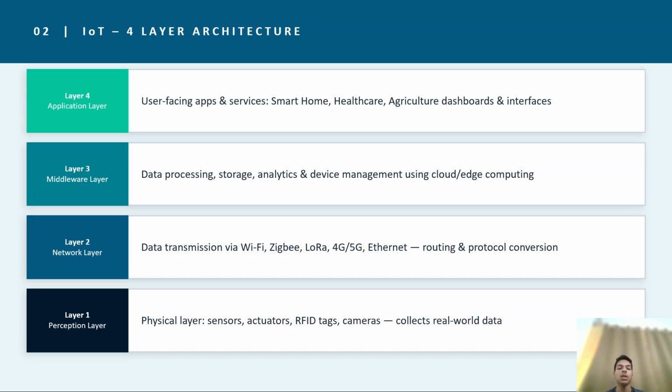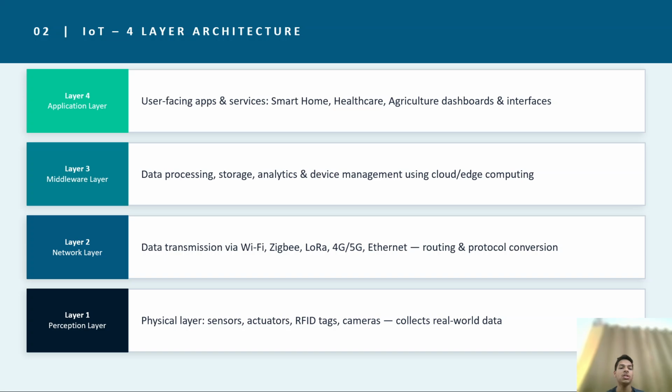Layer 2 is the network layer. Once data is collected, it needs to travel somewhere. This layer handles all communication using Wi-Fi, Zigbee, Bluetooth, cellular, or LoRa, depending on the use case. Layer 3 is the middleware layer. This is the intelligence engine. It processes, stores, and analyzes the data, often using cloud platforms like AWS IoT or Azure IoT.